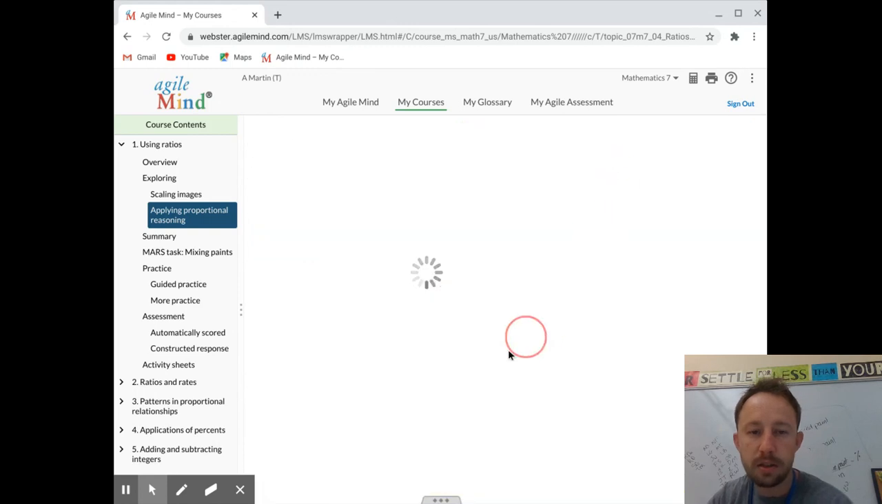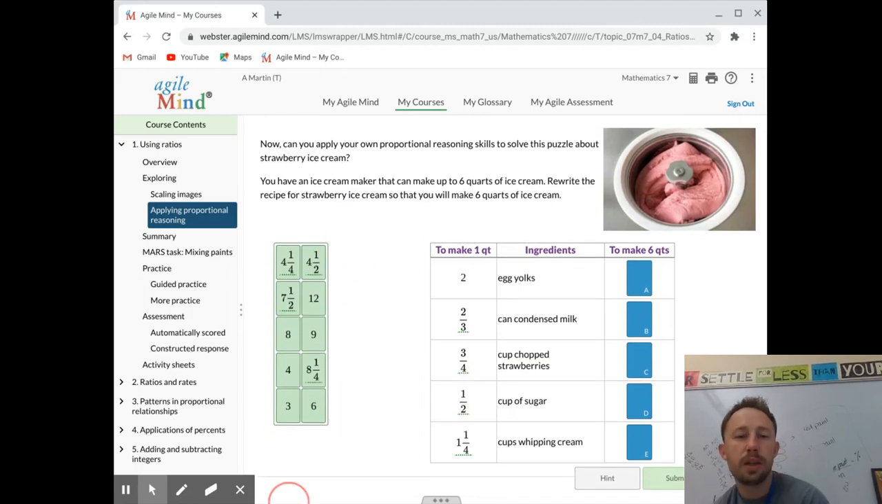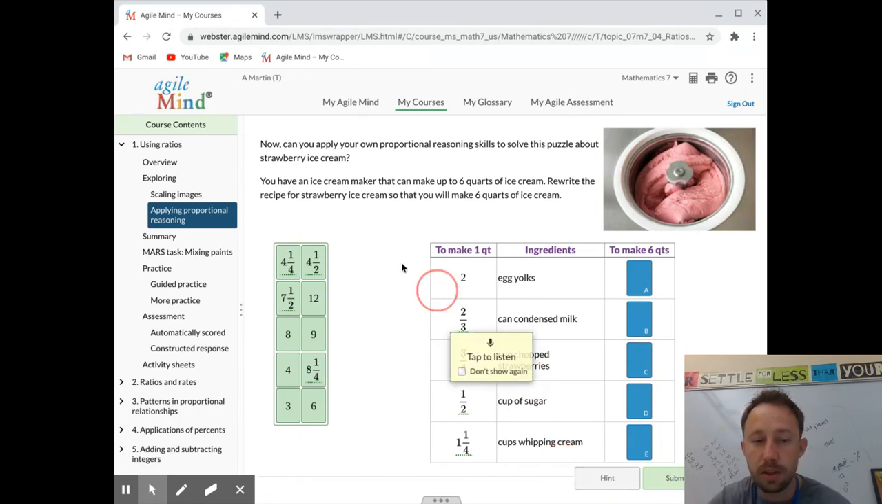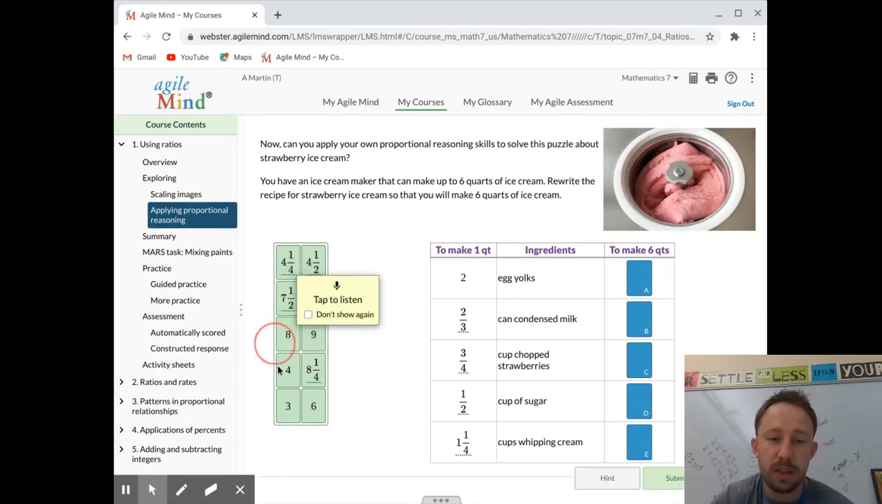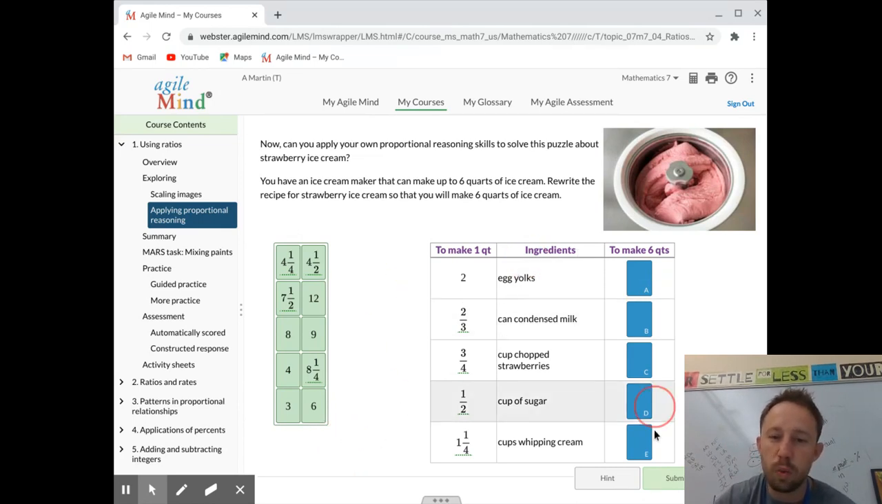Page 8. All right, so looking at this, it says now you can apply your own proportional reasoning skills to solve this puzzle about strawberry ice cream. You have an ice cream maker that can make up to 6 quarts of ice cream. Rewrite the recipe for strawberry ice cream so that you will make 6 quarts of ice cream. So if you take a look at what they have, you'll notice that we have the hint box, we got submit your answer, and you have a total of 10 of these to choose from. So right now, what I want you to do is I want you by yourself to work on seeing which one of these fits here.